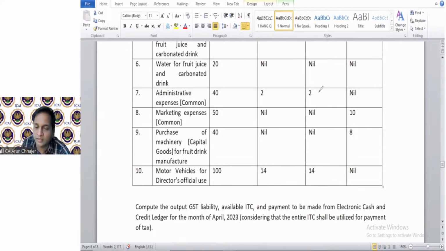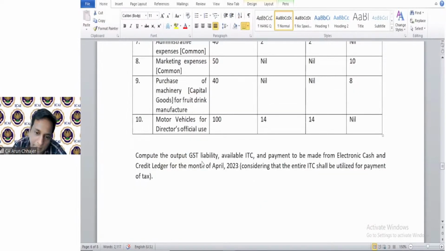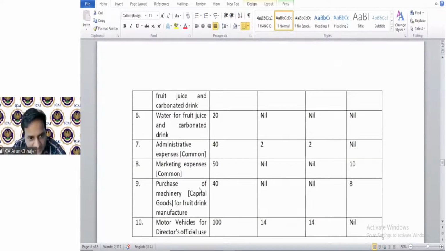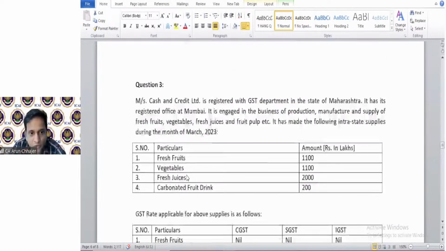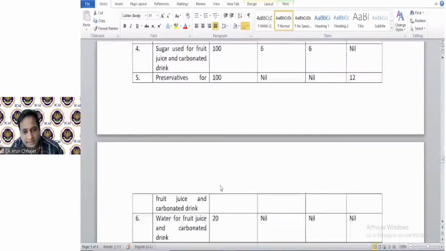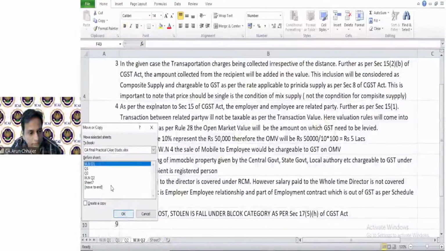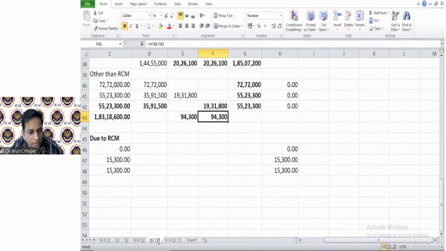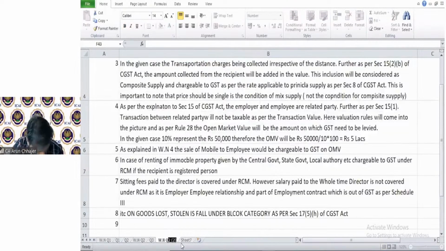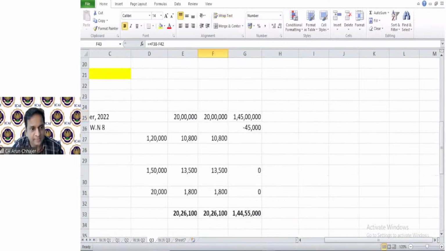Motor vehicle for the director, I will assume that it is up to 13 seater, so ITC not available. Compute the GST liability, ITC and payment to be made in cash and credit. So that is the complete question. So we'll start one by one. First we are saying the computation of the tax liability, then computation of the ITC available. This time I will not spend too much time on the working note.